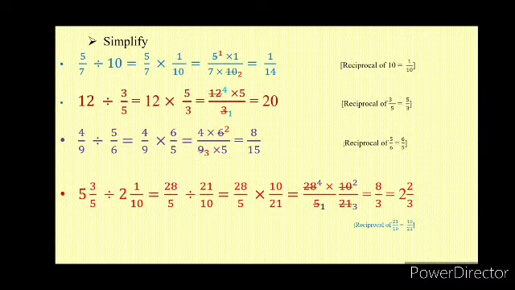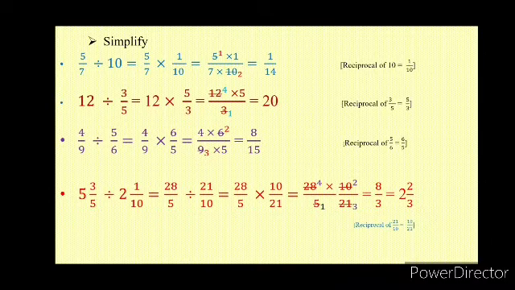So that is 28 by 5 divided by 21 by 10. Same way, change the division symbol into multiplication and write the reciprocal of 21 by 10 as 10 by 21. So the numerator is 28 into 10 and the denominator is 5 into 21. Reducing 28 and 21 in the 7 table, we get 4 times and 3 times respectively.